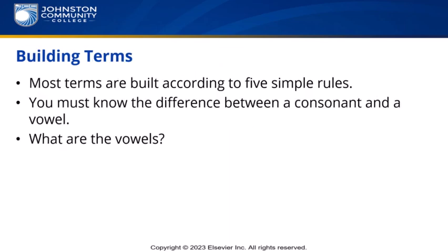Most terms are built according to 5 simple rules. You must know the difference between a consonant and a vowel. A, E, I, O, U, and sometimes Y. Remember those? If you didn't, now's the time. Exceptions do exist though, but they will be noted when they arise.